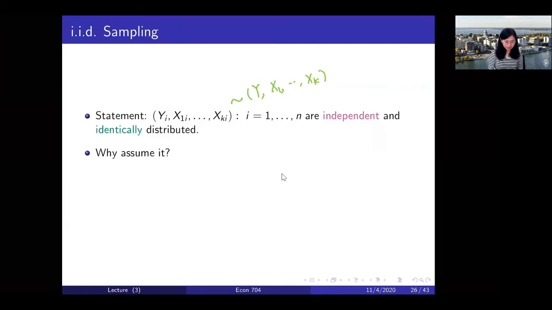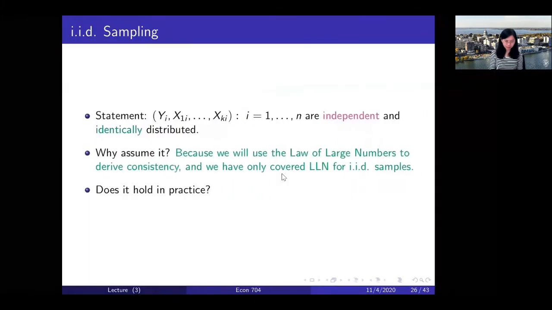And we need this. So why do we need this? We need the independence part as well as the IID part because we want to use the law of large numbers to derive consistency. And we have only covered the law of large numbers for IID samples. We do not have other laws of large numbers at this point. So that's why we assume IID.